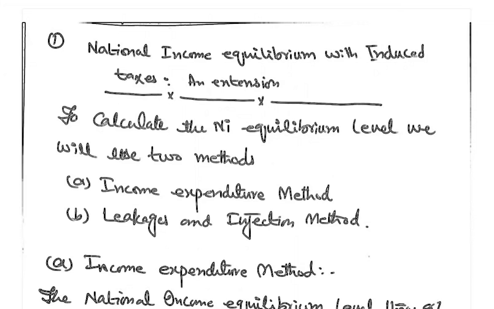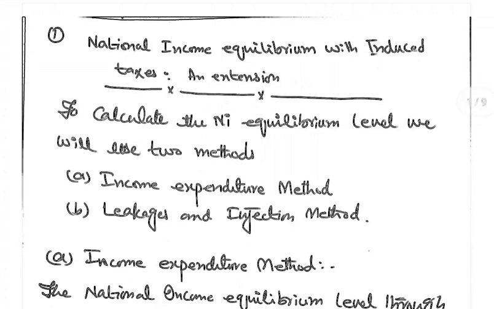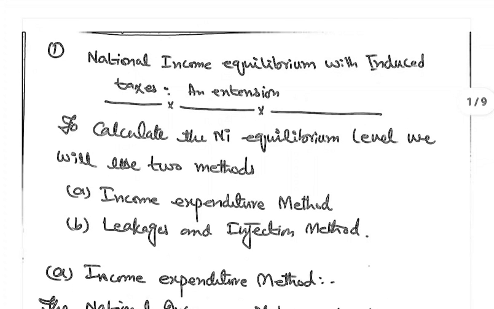The topic for our today's discussion is determination of national income equilibrium in three sector economy with induced taxes included. In our previous lecture, we have derived the national income equilibrium formula for three sector economy, and then we have calculated the multipliers for each consumption expenditure in the economy.